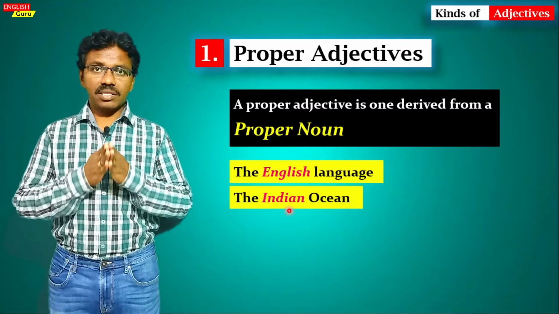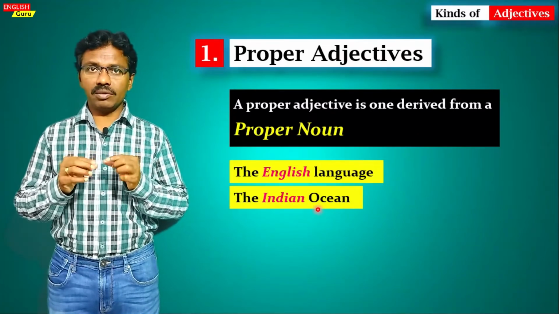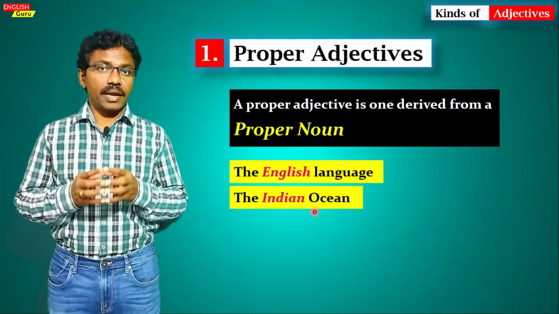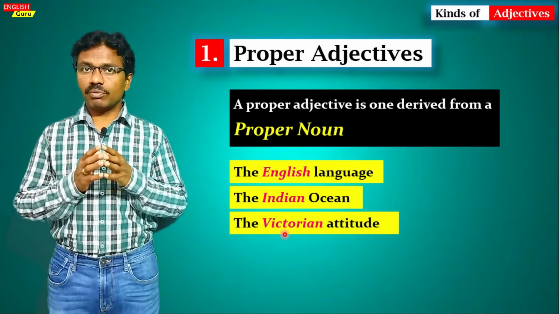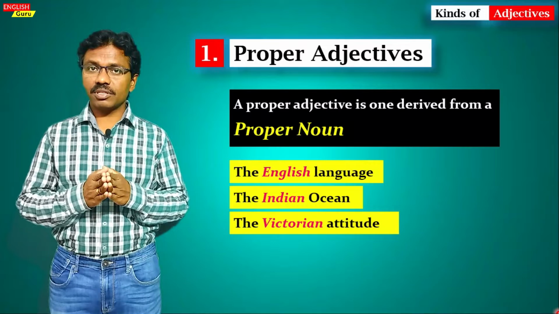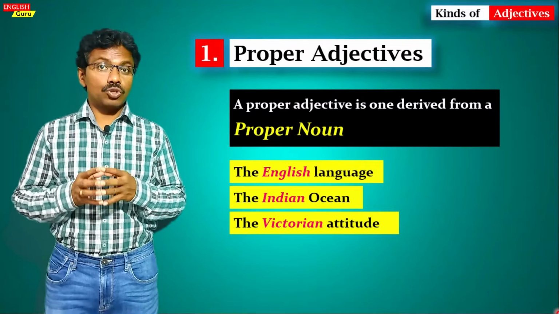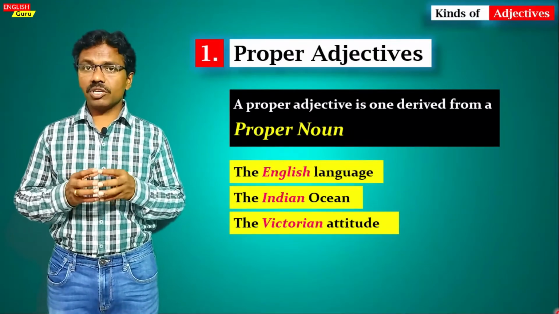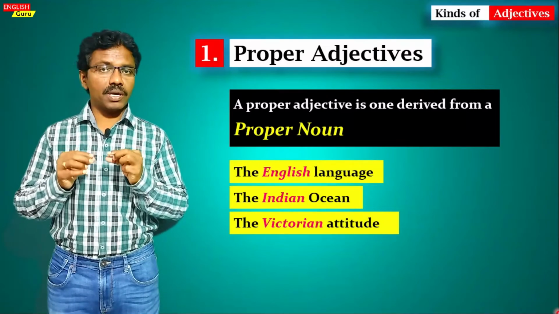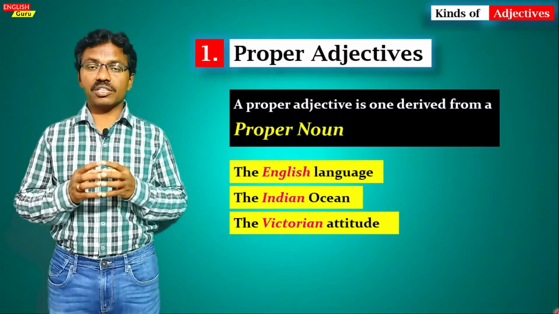In the similar manner, the Indian Ocean. Indian, proper noun used as an adjective, so it is proper adjective. And the Victorian attitude. Victorian, proper noun, but here used as adjective, so it is proper adjective. So proper adjectives are derived from proper nouns, taken from proper nouns, or proper nouns used as adjectives.